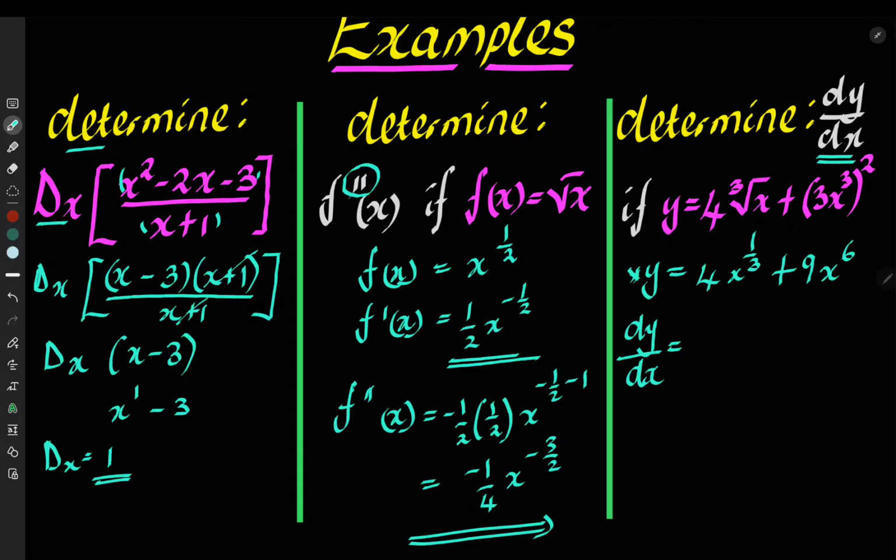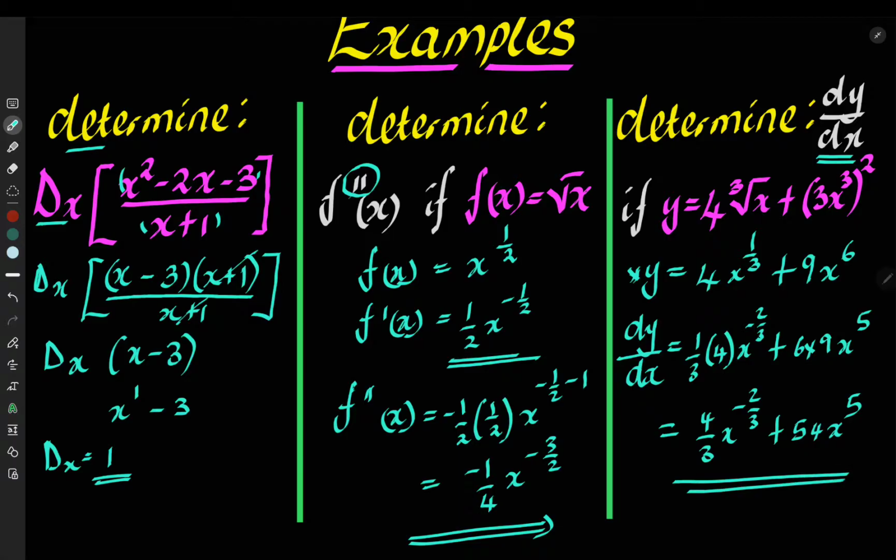So the dy/dx will be, you bring down a third, so that will be a third multiplied by 4, then x to the power of a third minus 1, that will be negative 2 over 3, then plus, you bring down the 6, that will be 6 times 9, x to the power 5, because you say 6 minus 1. And that will be equal to 4 over 3, x to the power negative 2/3, then plus 6 times 9, that gives us 54, then x to the power 5.